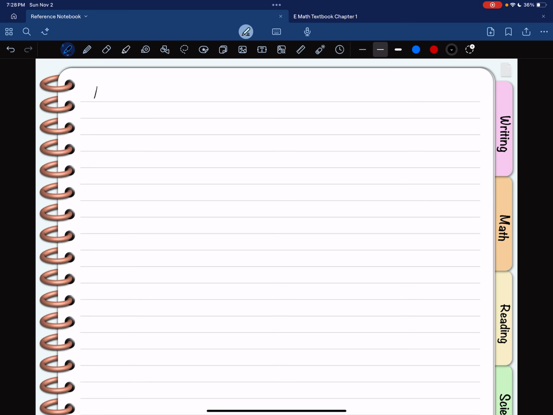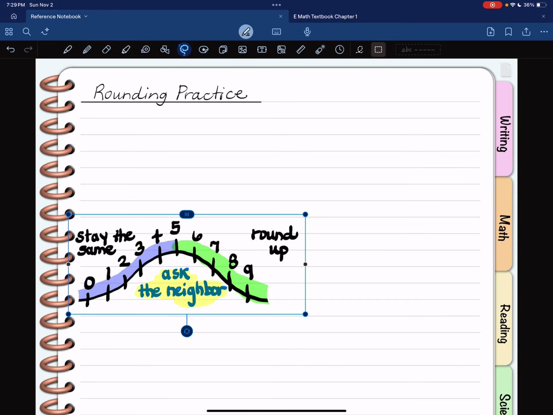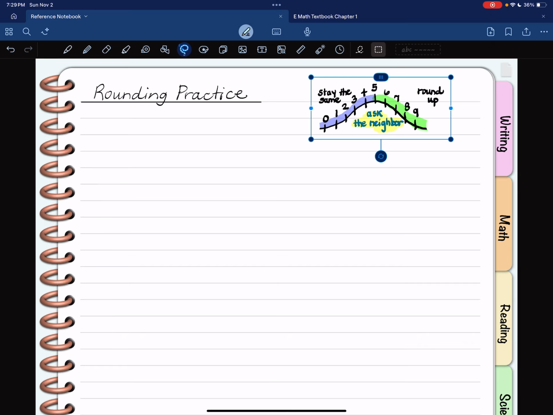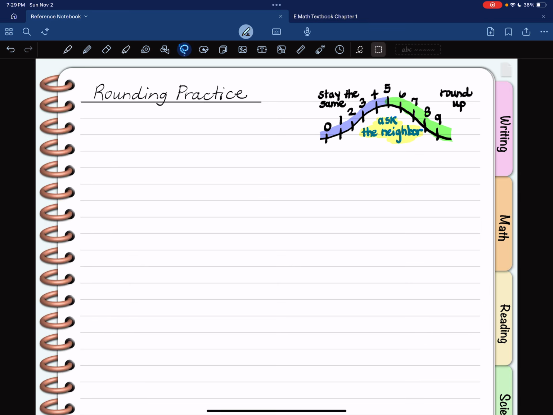So I'm going to call this page Rounding Practice. We don't need to section it off because it's not notes. It's actually a practice page. So on this page, we're going to do lots and lots of examples of rounding. And just so I have it handy, I'm going to paste my rounding rule up here in the corner. You can draw yourself one of those so it's there for you to look at when you need it.